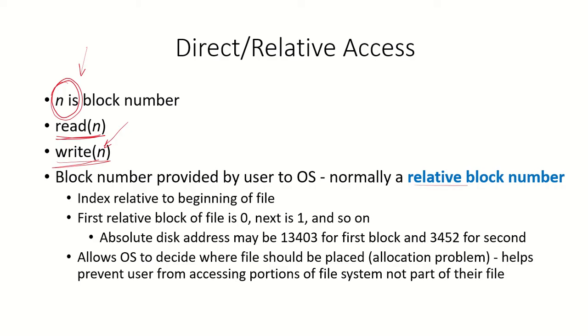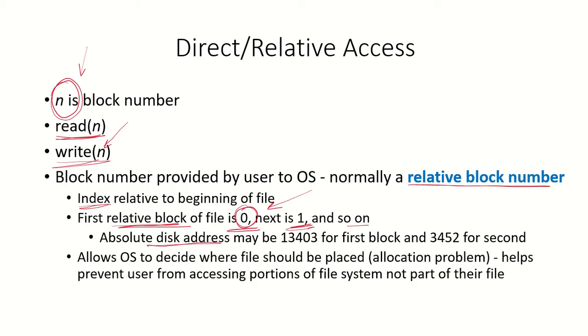Now this block number is a relative block number, and this is indexed relative to the beginning of the file. So the first relative block of the file is 0, next is 1, then 2, and so on. Now this is dependent upon file systems or operating systems. In some OS, the relative first block might start from number 1. So these are the logical block numbers, but not the physical block numbers.